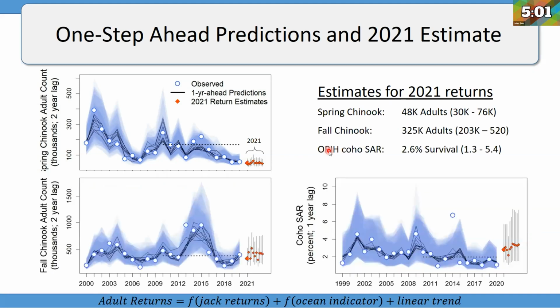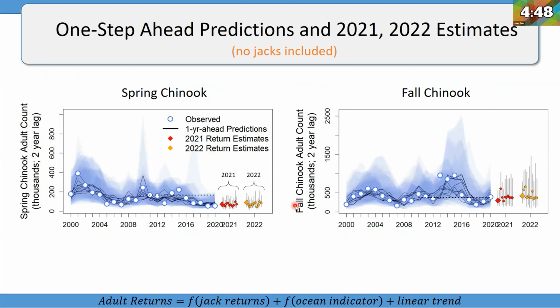And then we could do the same thing for fall Chinook and Coho. For Coho, we're using a measure of survival rather than adult counts, but the methods are all the same. And those models included jack counts, so the sibling regression that Laurie brought up earlier in her talk is part of this model.